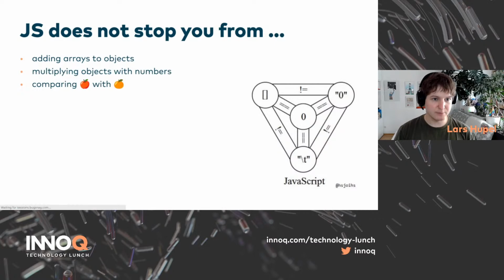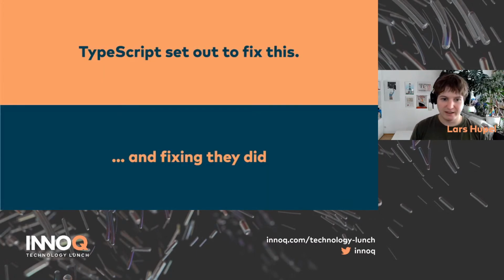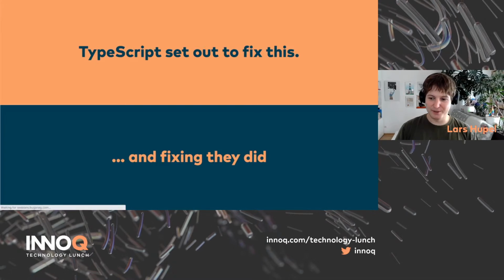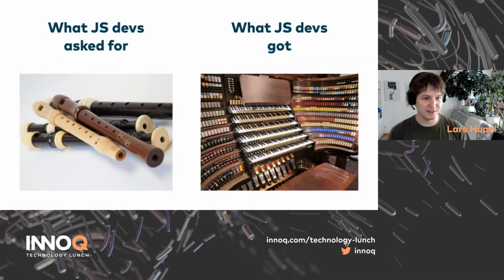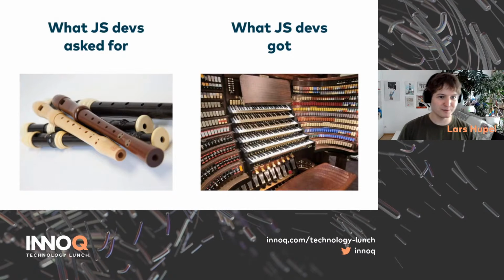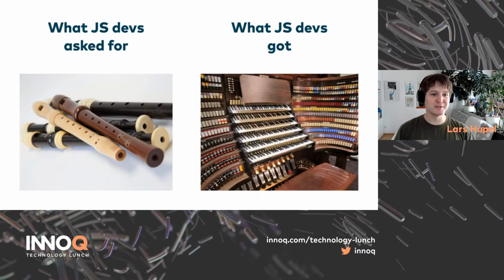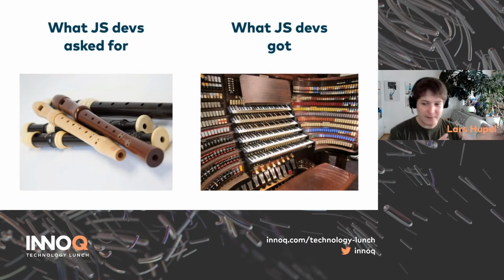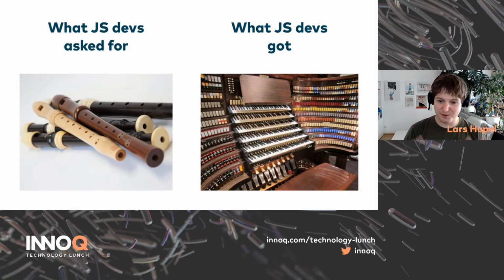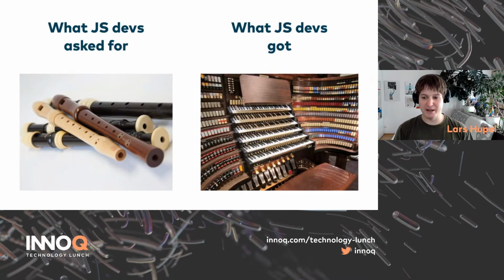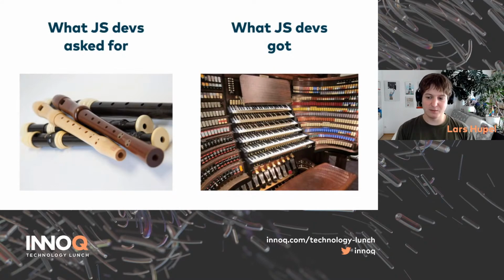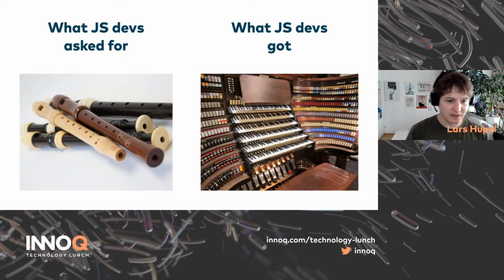And TypeScript basically set out to fix this, and fixing it, they did. If I want to put this into a meme, then on the left-hand side is what JavaScript devs asked for, and on the right-hand side is what JavaScript devs got. So maybe they were asking for a little type system as a treat, but instead they got quite a complicated type system. And it's basically, as I already tried to explain, what they had to do.